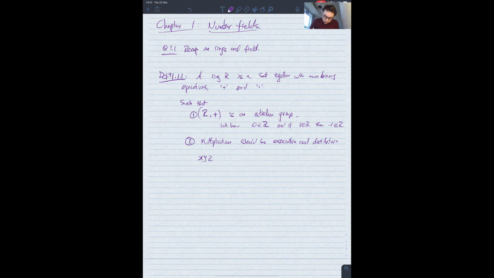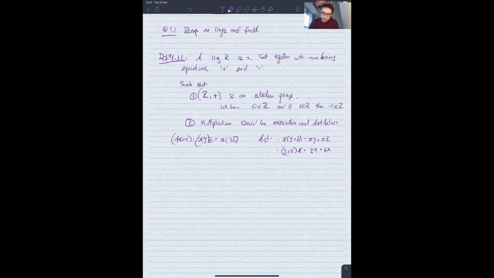So if you have (xy) times z, it doesn't really matter how you put the brackets. So this is your associativity. And distributivity is you have x times (y plus z), this is xy plus xz, and similarly (y plus z) times x, you want this to be yx plus zx. Note that I'm not yet assuming that the ring is commutative, but that is the thing that we're going to assume throughout the whole course.